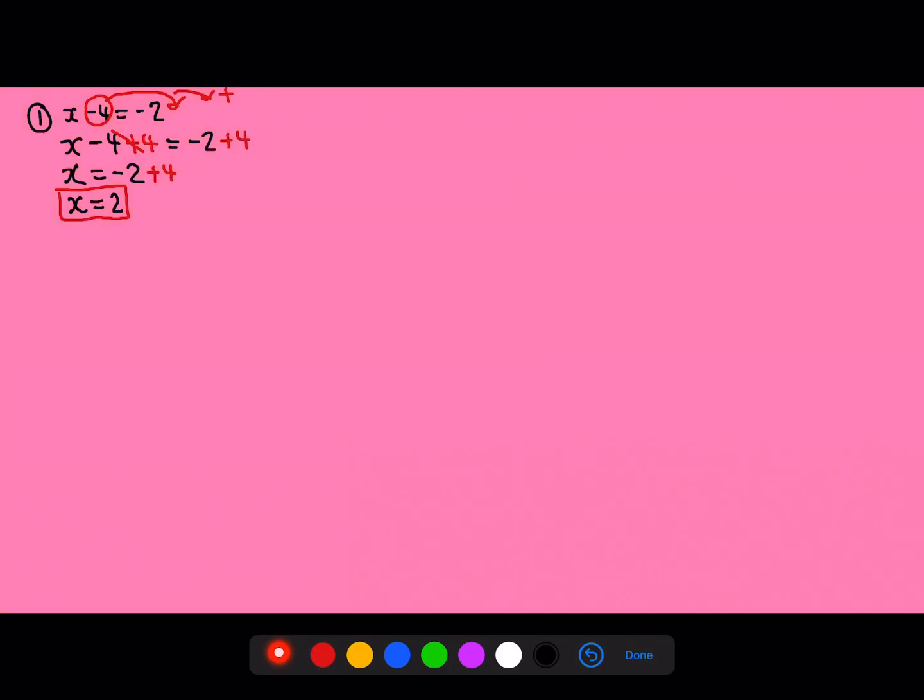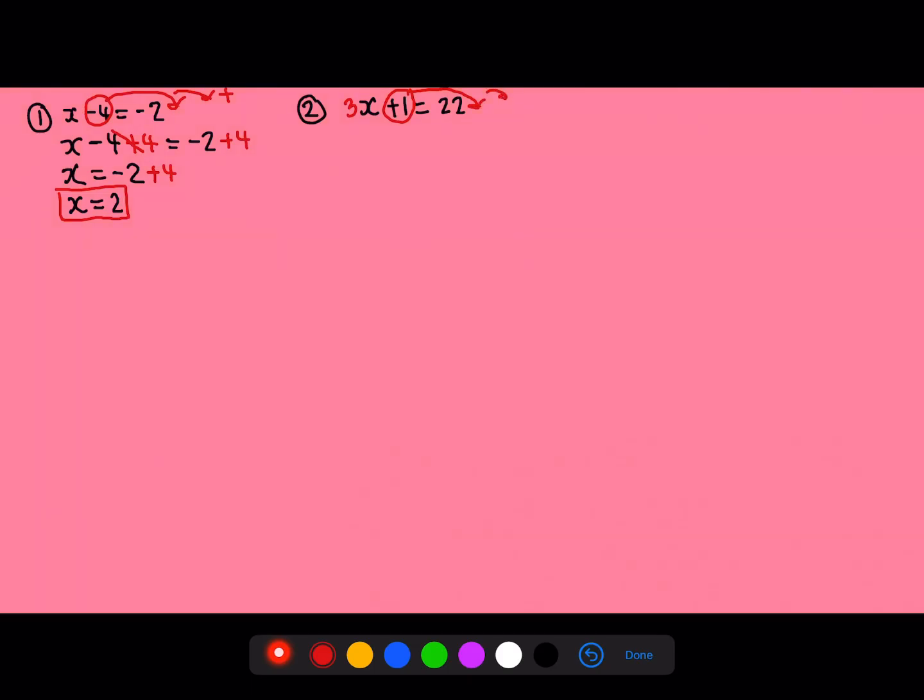So now we'll be doing a second question. This time it's different. It's 3x. So I'll show you the difference in how to solve it. So we have here 3x plus 1 equals 22.